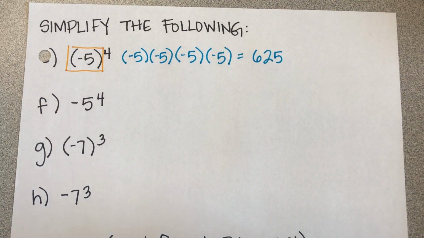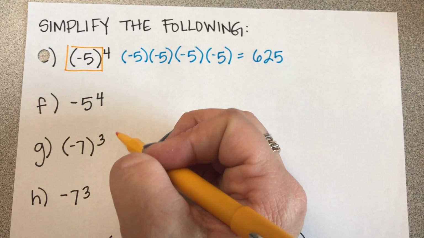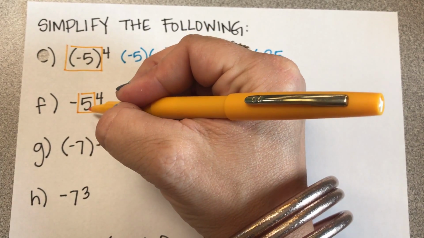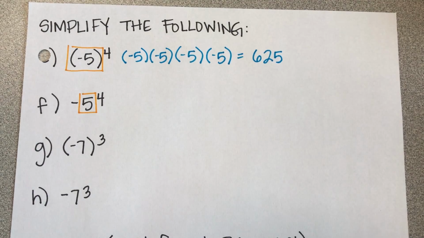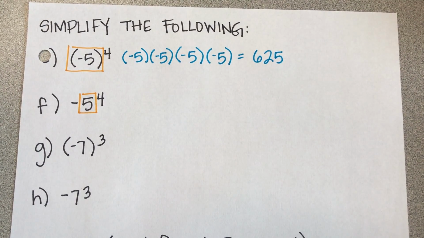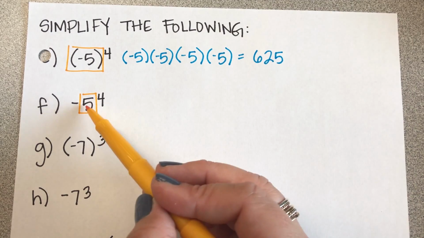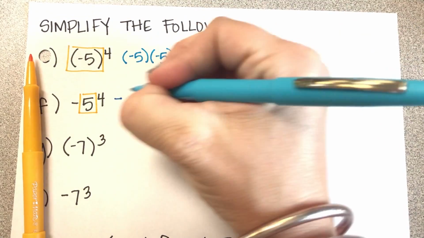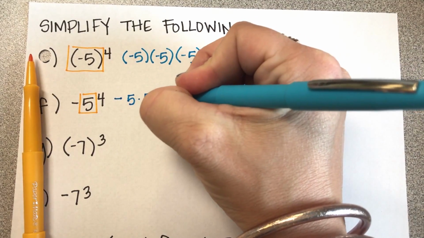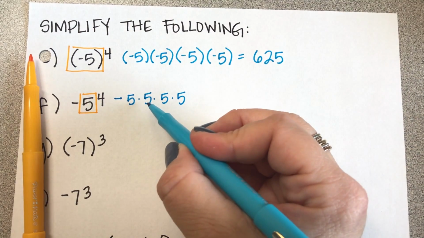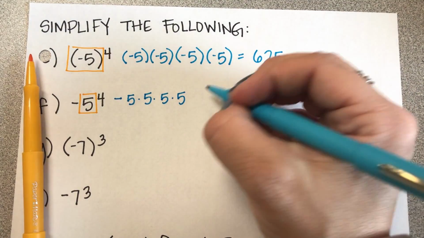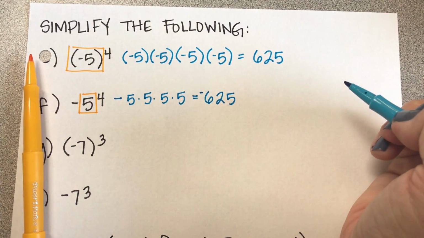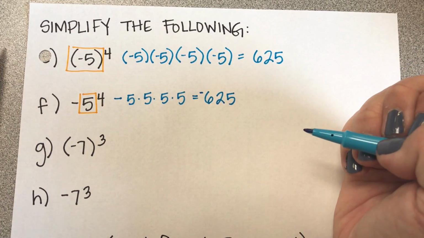But if we look at the next example, what is the exponent touching? It's only touching the 5. So it's saying the fourth power of 5, and then the opposite of that. This negative is not included in the exponent. So this problem means negative 5 times 5 times 5 times 5. 5 times 5 is 25, 125, 625. But in this case, how many negatives do I have? Just one. So it makes it negative.